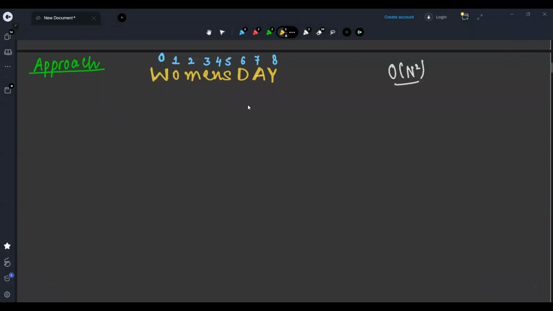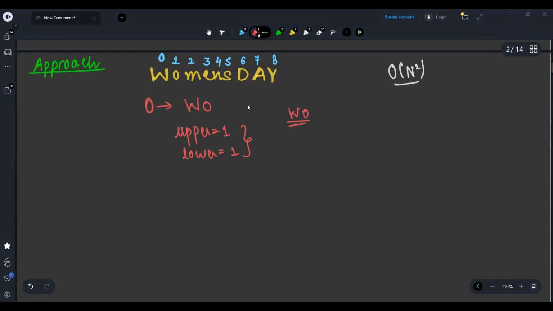So let's say I consider starting from index number 0. Now I got W, so upper will be equal to 1. Now I got O, so lower is equal to 1. So is upper equal to lower? Yes. So "WO" is a substring that follows this condition: the number of lower and upper are equal and it is contiguous, a substring. So the answer will be +1.